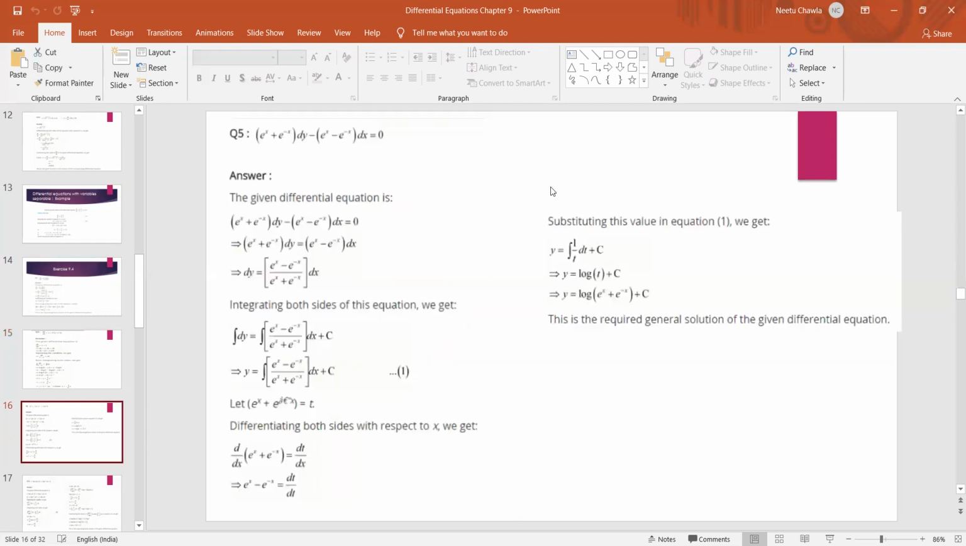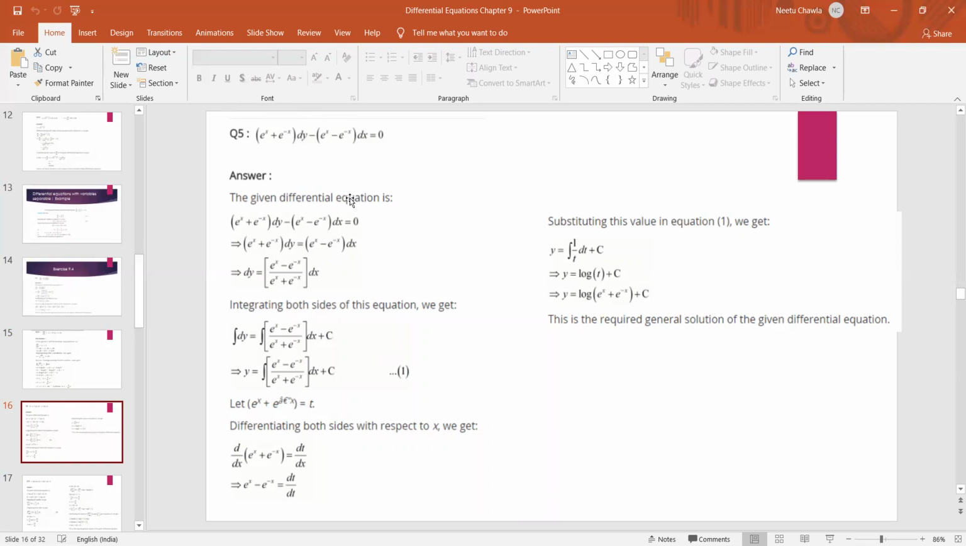Let's do few more questions. Let's see, this is question number 5. A very easy question, but when you see this question, you don't know how to do it. So always you have to first think about the differential equation, that whether the variables are getting separable or not.